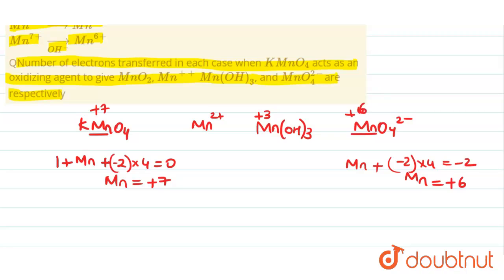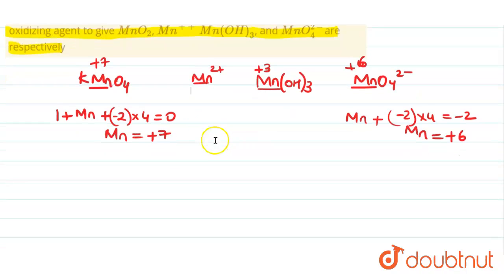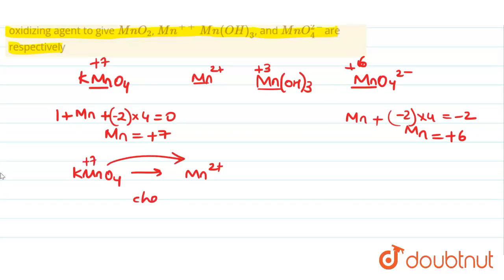Now we have to find the number of electrons transferred. For going from KMnO4 to Mn2+, we see this is +7 to +2, so this will be a change of 5 into the number of Mn atoms, that is 1. So the electrons that have been transferred is 5.